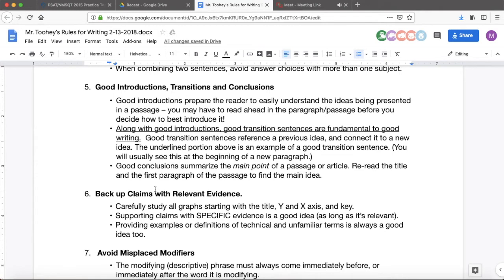So we're transitioning from one paragraph to another. A good form would be to reference the previous idea and then lead into the new idea, right? Which is sort of why the underlined portion here is a good transition sentence, because it references the previous idea. Imagine this was a previous paragraph, right? That first bullet point. I'm referencing the previous idea in the previous paragraph, along with good introductions, and then I lead to the new idea: good transition sentences are fundamental to good writing, and then I have the discussion about good transition sentences. Does that make sense? Referencing the previous idea and leading to the new idea? Yes. Okay. Just good form. You don't always have to do it, but if they're testing you on this, be on the lookout for that.